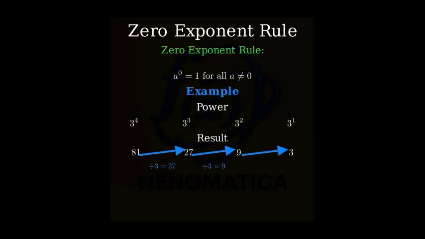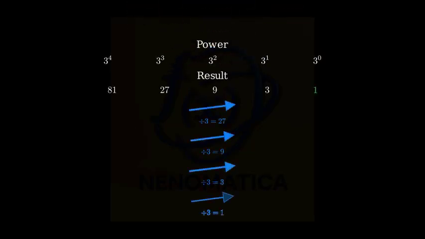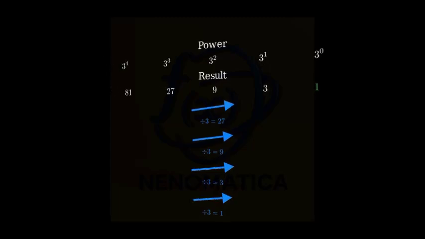And again, 3 to the power of 2 is 9, and 3 to the power of 1 is 3. 9 divided by 3 is 3. If we continue this pattern, we should look at what happens when we go from 3 to the power of 1 to 3 to the power of 0. 3 to the power of 1 is 3. If we divide by 3, following our pattern, we get 1. So 3 to the power of 0 equals 1.